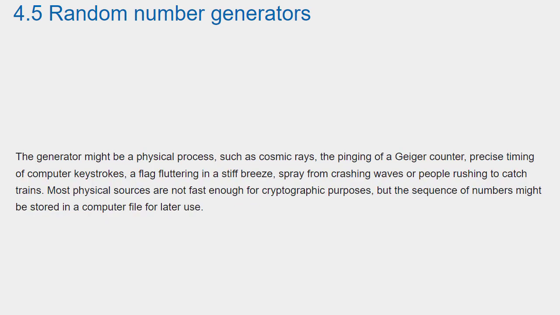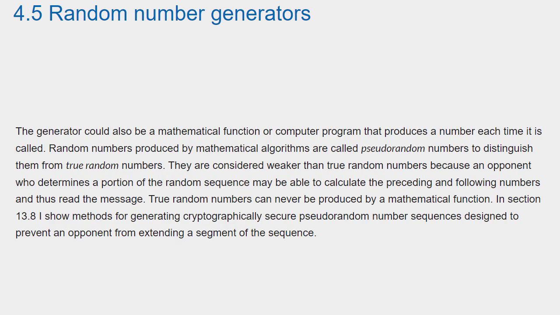The generator might be a physical process such as cosmic rays, the pinging of a Geiger counter, precise timing of computer keystrokes, a flag fluttering in a stiff breeze, spray from crushing waves, or people rushing to catch trains. Most physical sources are not fast enough for cryptographic purposes, but the sequence of numbers might be stored in a computer file for later use. The generator could also be a mathematical function or computer program that produces a number each time it is called.